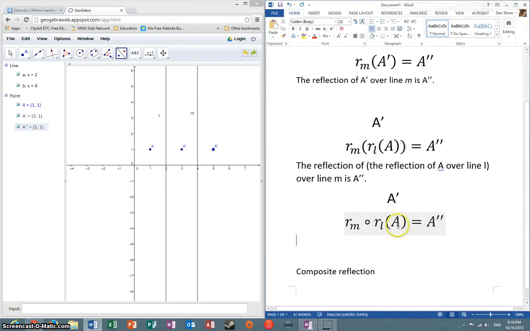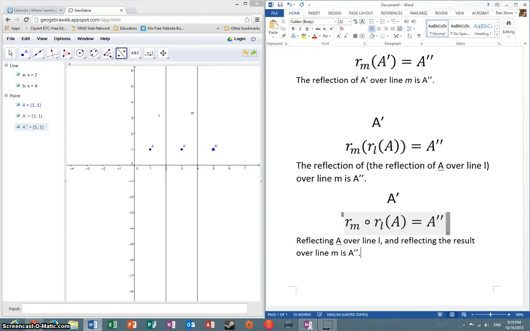And this one, the reason this might make a little bit more sense, it's very concise: reflecting A over line L and reflecting that, or instead of that, let's be more precise, the result over line M is A double prime. We do this first, reflect A over L, the result of that, reflect that over M, that's A double prime. I hope this clears things up a little bit.